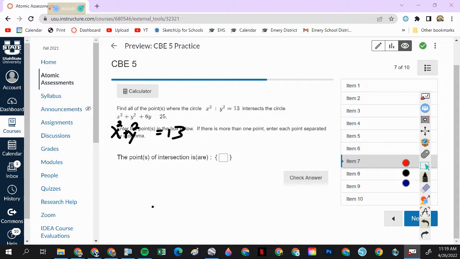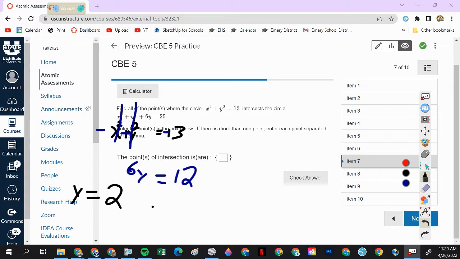Are there variables we can eliminate? Can I eliminate the y's? No. I cannot eliminate the y's. I have a y squared in both equations, but one of them has a 6y. But I can eliminate the x's. So I will times the bottom one by negative 1. And then the x squareds go away, the y squareds go away, and I get 6y equals 12. I think it's positive. Well, depends on which way you do it. So we get y equals 2.